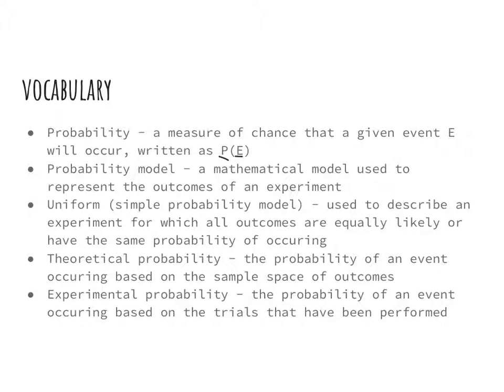And there's two different types of probability that we're going to be talking about. We've got theoretical probability, and that's the probability of an event occurring based on the sample space of outcomes. And experimental probability is the probability of an event occurring based on the trials that have been performed.